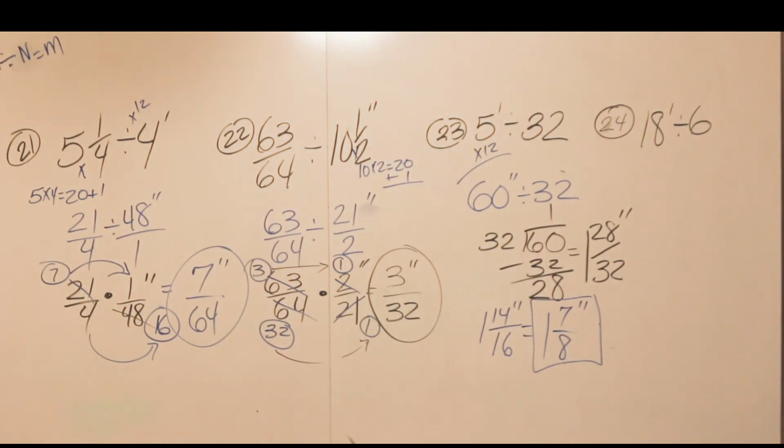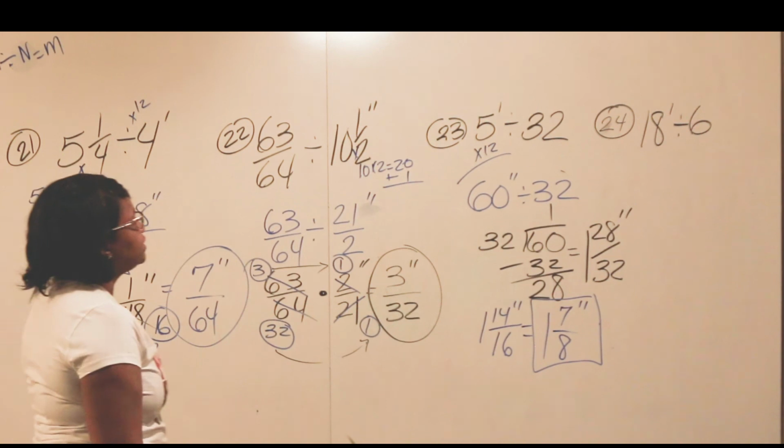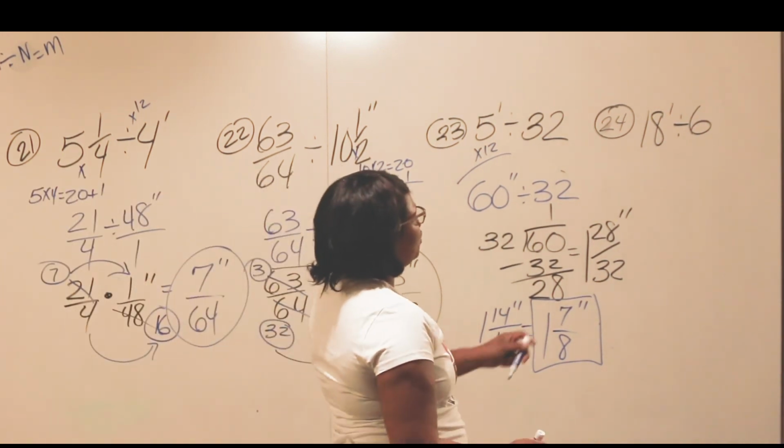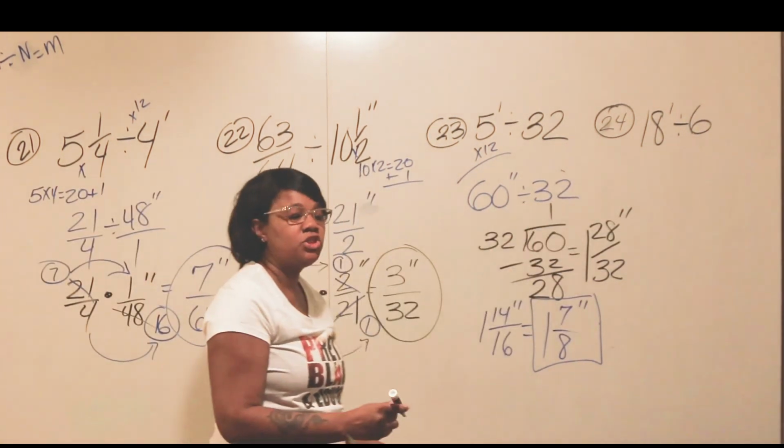All right, look at number 24. We have 18 feet divided by 6. Yes, there are shortcuts, but I'm not going to show you anything shorter than what we're doing because I don't want to confuse anybody. So we got 18 feet divided by 6. What do we do with feet? We convert it to inches.